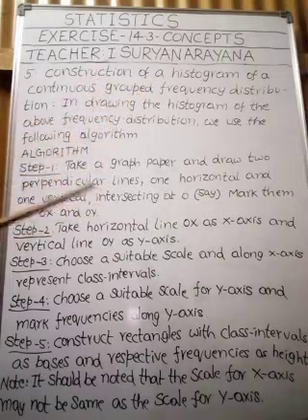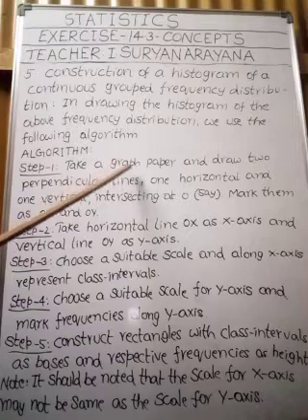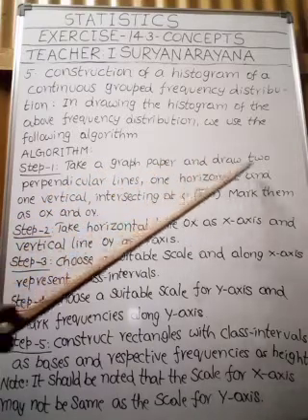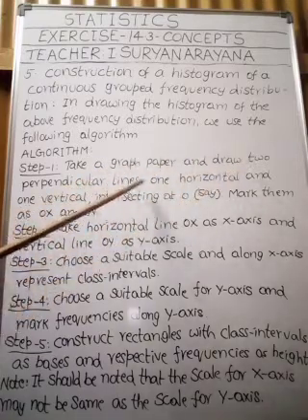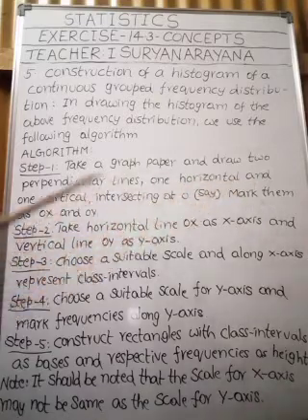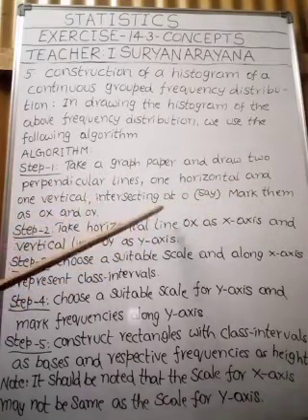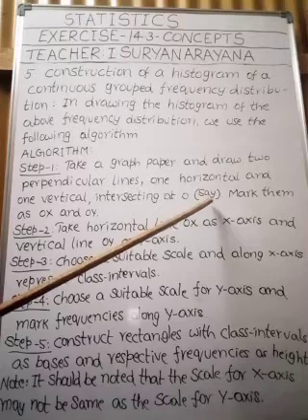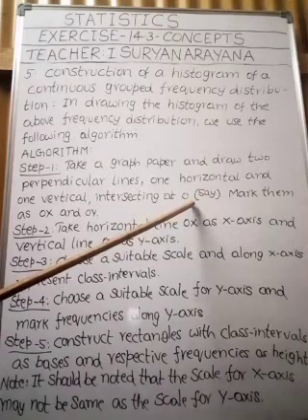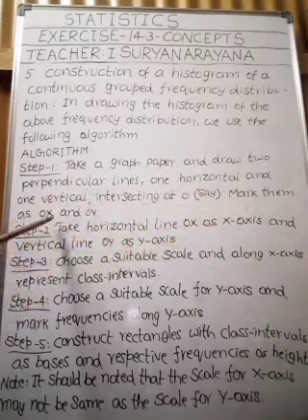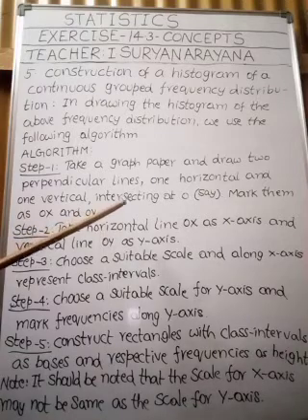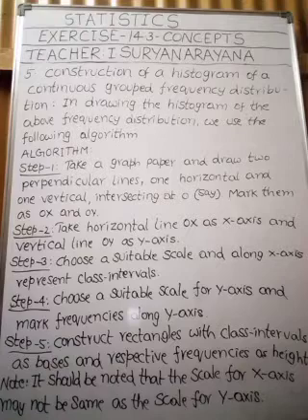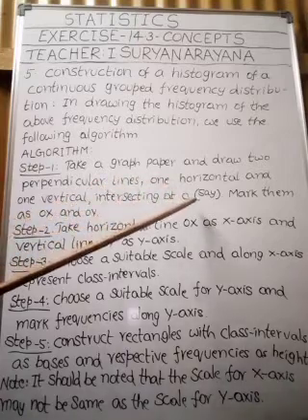Okay, my children. Right. Step 1. Take a graph paper and draw two perpendicular lines, one horizontal and one vertical, intersecting at O, say origin O. Mark them as OX and OY. Please recall the previous knowledge of the coordinate system. On the graph paper, draw the x-axis and y-axis. They intersect at O, the origin.